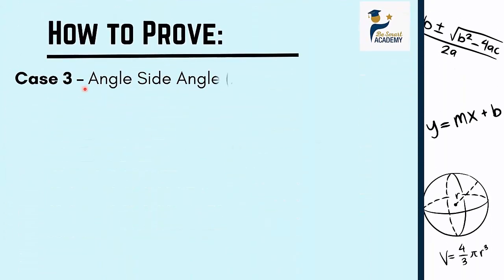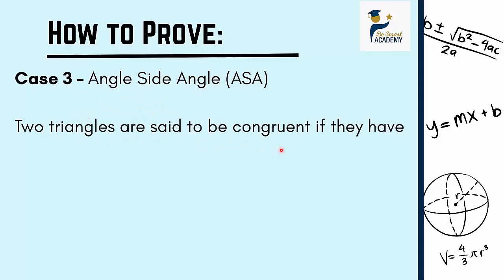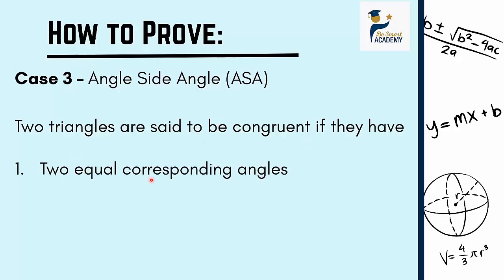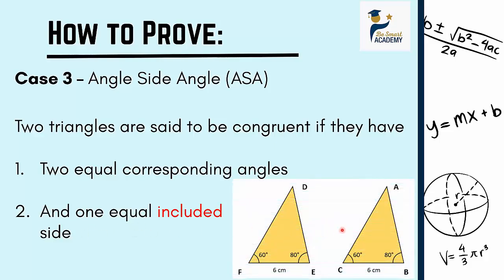The third case is angle side angle, a side that's enclosed between two angles. The order is also important. Two triangles are said to be congruent if they have two equal corresponding angles with one included side. So we have those two triangles, a side enclosed between two angles equal to a side that's enclosed between two angles. The corresponding angles are equal. Let's take the first one and slide it all the way to the second. We notice that they are equal.